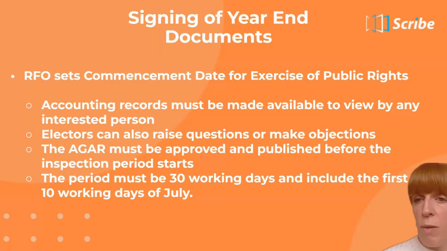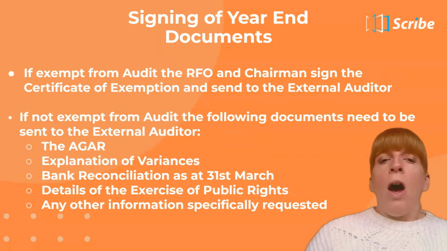And when you get the documentation from the external auditor, they will give you the form relating to this, and they will also suggest the time period that you might want to use. If not, you can tweak it, but you must include the first 10 working days of July. I think the 1st of July this year is on a Tuesday, so you'd have to make sure you factor that in if you want to change that around. So make sure you adhere to that, because that is something that you will get pulled up on if you do not stick to it.